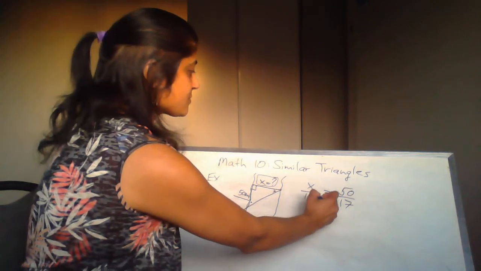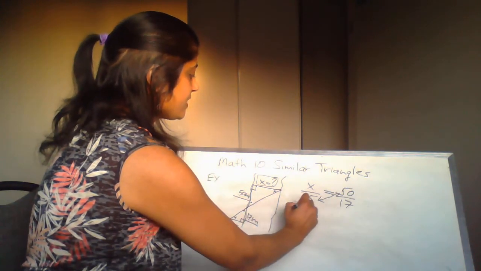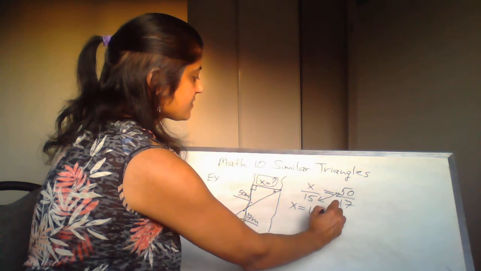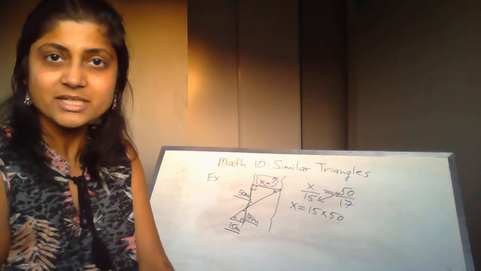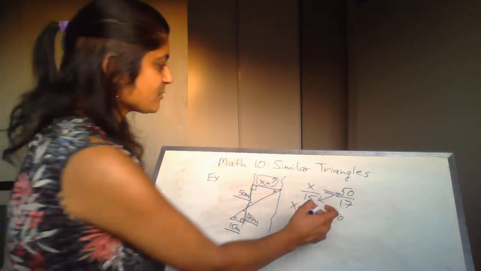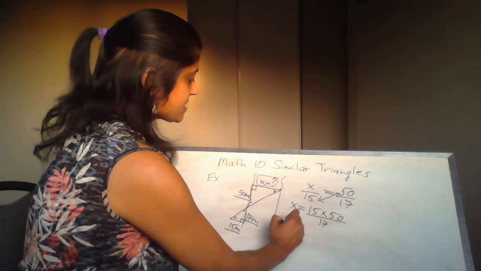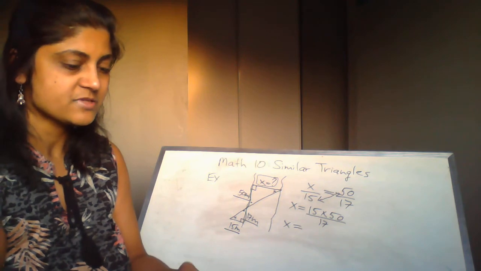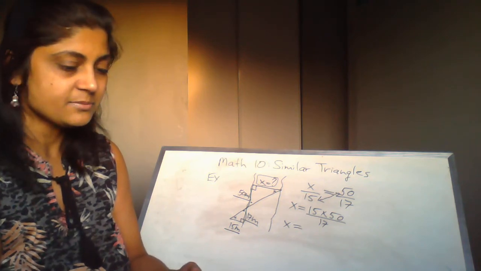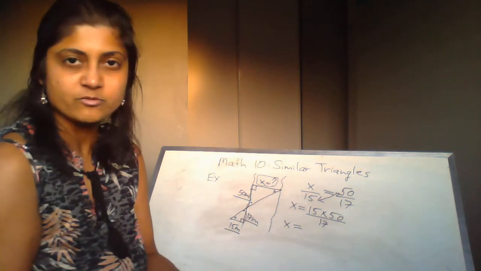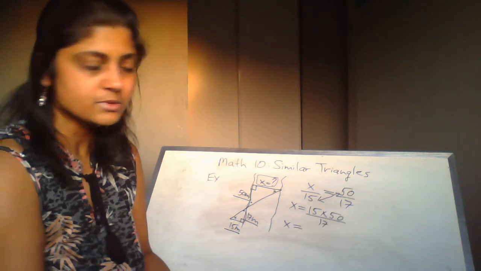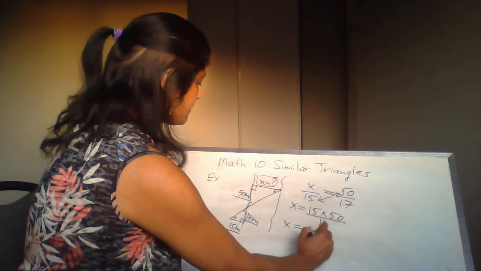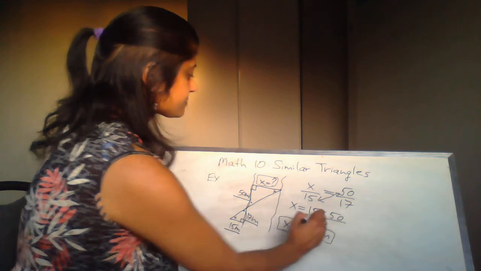We are going to cross multiply this. So x equals 15 times 50, and you're going to divide it by the third side, so I'm going to divide it by 17. Okay, so let's put that into our calculator. So 15 times 50 divided by 17. Okay, so we're getting 44.12. We are going to round that to 44 meters.